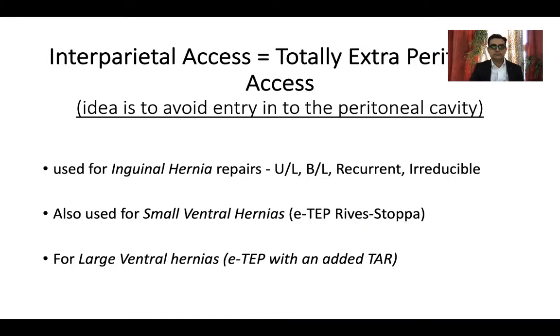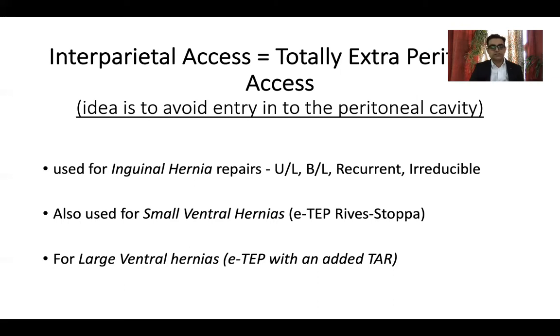So when we talk about interparietal access, what we actually mean is totally extraperitoneal access, or TEP, which we all know. So the idea of this concept is to completely avoid entry inside the peritoneal cavity. This TEP access is mainly used for inguinal hernias of all sorts, like unilateral, bilateral, recurrent, or irreducible ones.